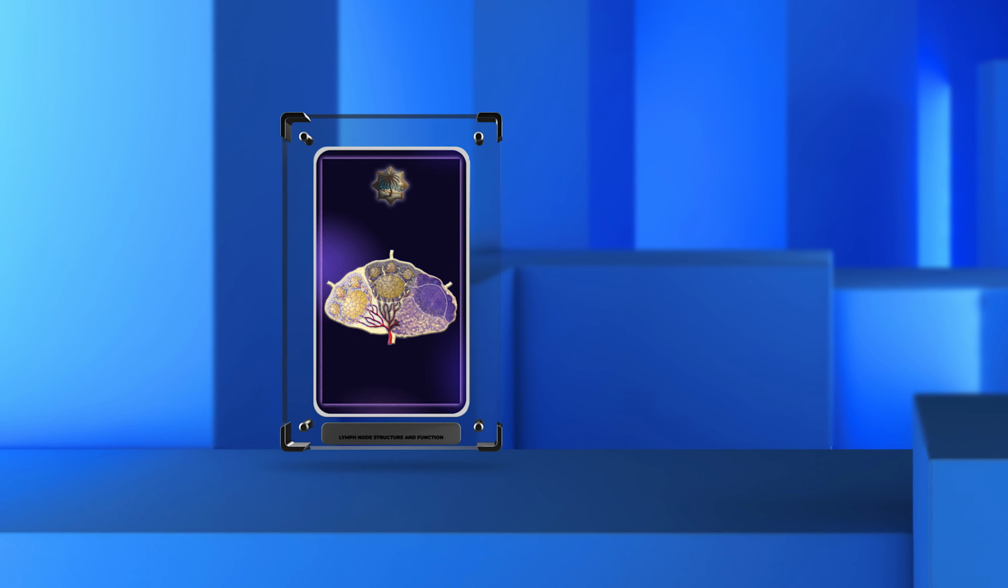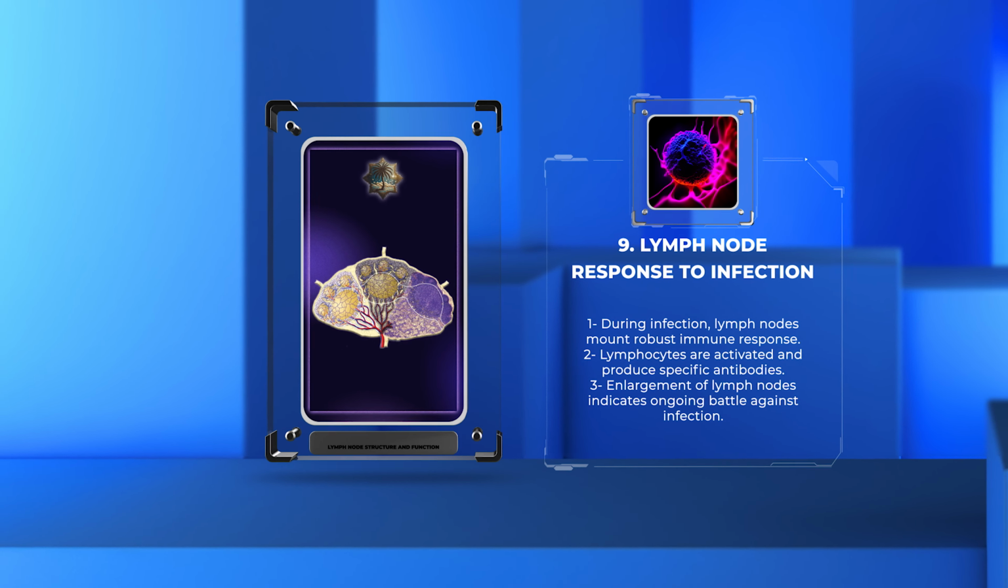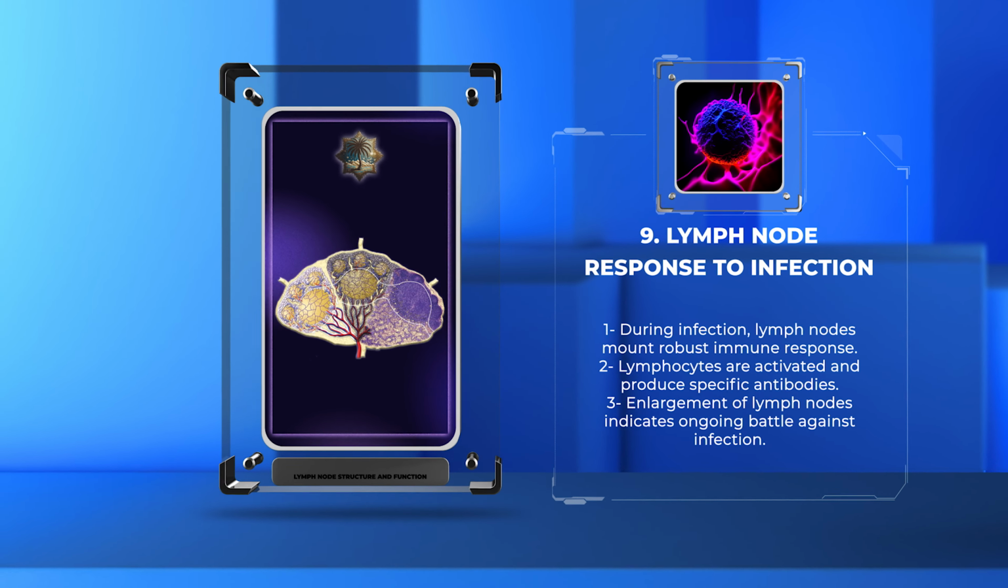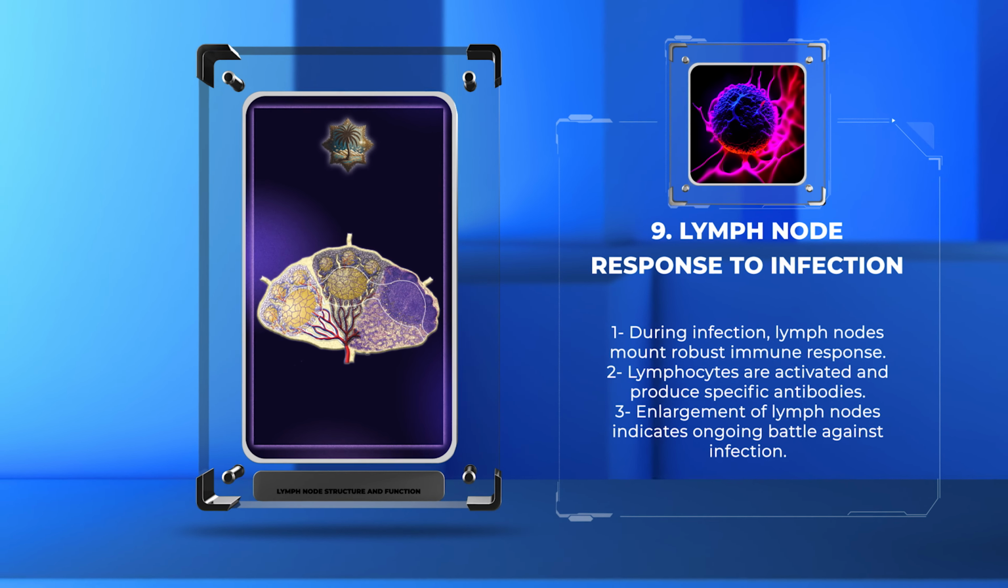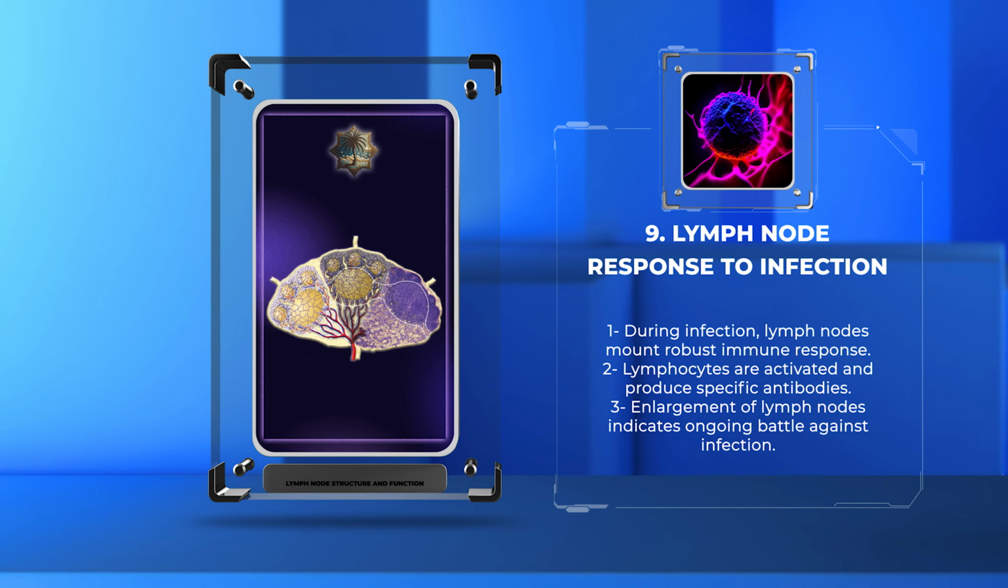During an infection, lymph nodes mount a robust immune response. Lymphocytes are activated, leading to an increase in their numbers and the production of specific antibodies to combat pathogens. This immune response often results in an enlargement of the lymph nodes, indicating an ongoing battle against the infection.